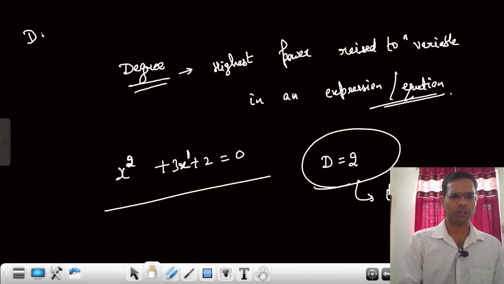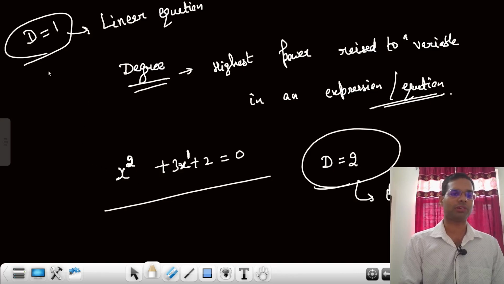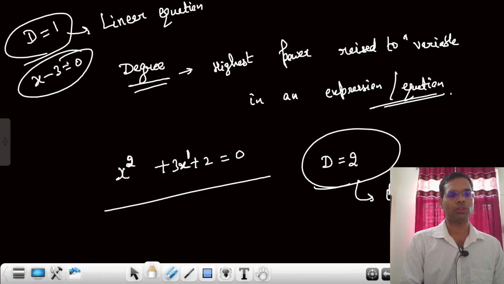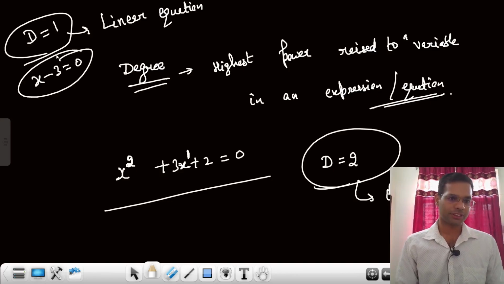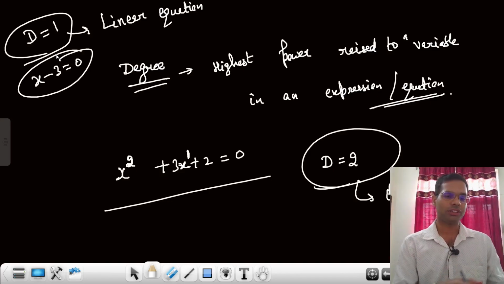Now you may wonder, okay, what if degree is 1? We did that already in the starting of 8th onwards. It's called a linear equation. When degree is 1, the equation becomes a linear equation. For example, x minus 3 is equal to 0. This is an equation. The highest power raised to the variable x is 1. So degree is 1. Therefore, this is an example of a linear equation.